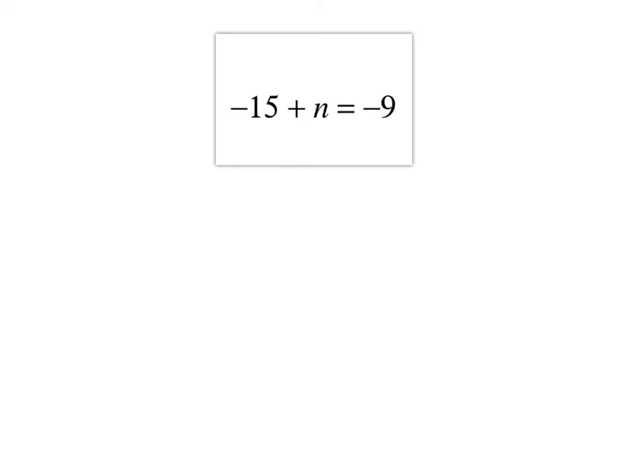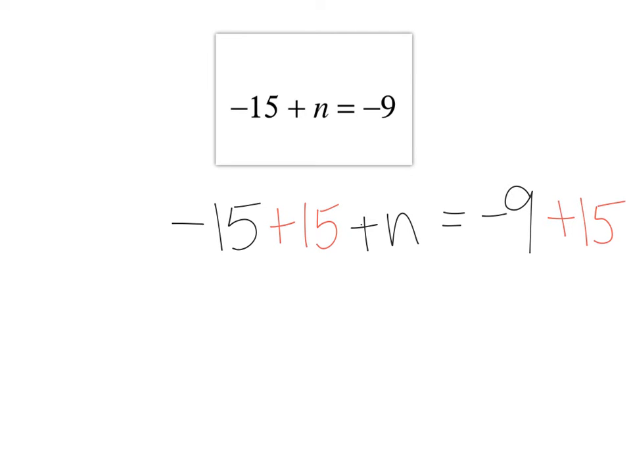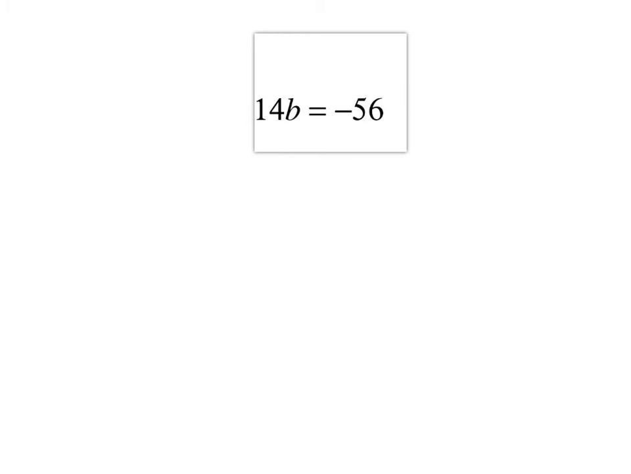In this case, we want to get rid of the minus 15 here. And that 15 owns that minus, so in order to get rid of a minus 15, we'll need to add 15. Again, using another color, I'm going to add the 15 to get rid of the minus 15, and notice that I have red on the left side. I need to balance that by putting the plus 15 on the right side as well. Simplifying that, I get n equals minus 9 plus 15, so positive 6. Good job.